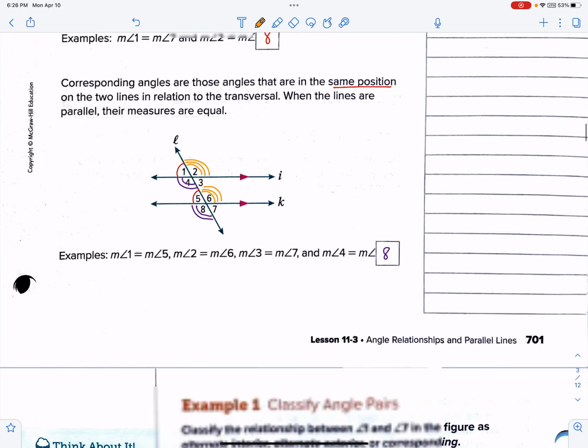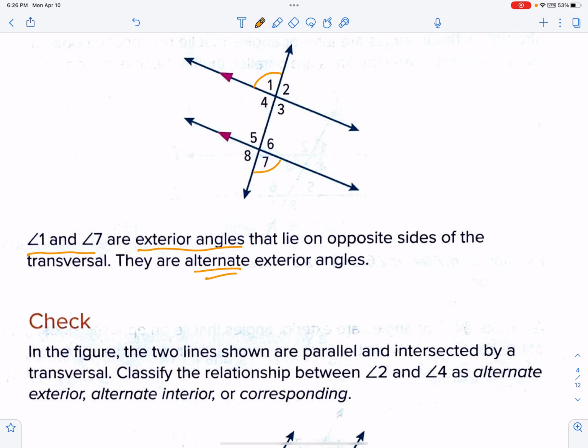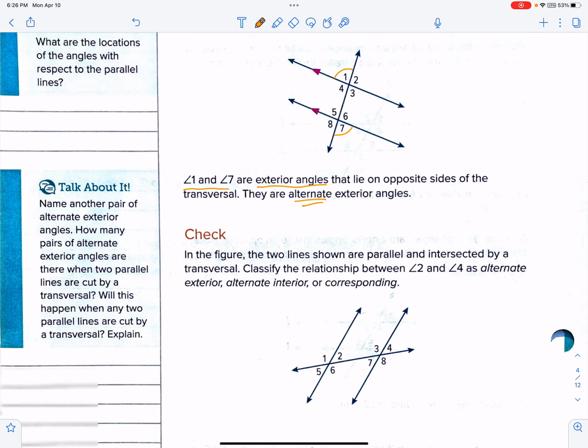Okay, let's take a look at example 1 of classifying angles. It says angle 1 and angle 7 are exterior angles. So we're looking at angle 1 and angle 7. But they are on opposite sides of that transversal, which means that they're alternate exterior. Okay, and so we want to get comfortable with using this language.